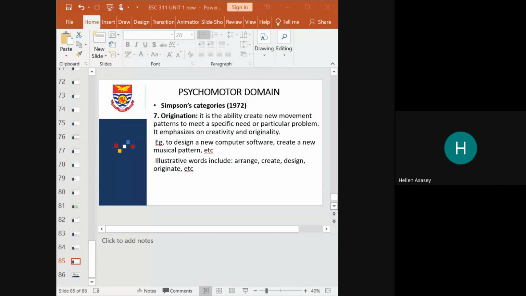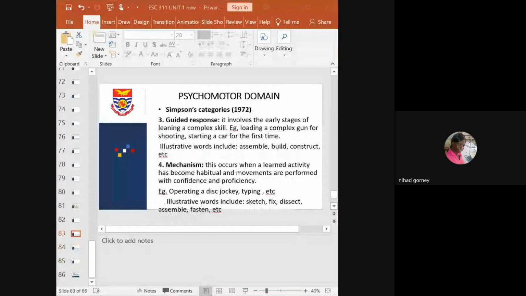Okay. I didn't get the mechanism of the Simpson's category. When you are at the mechanism stage, it means that an activity that you learned at the guided response stage, the early stage when you were just learning, has now become part of you. You now do it effortlessly, without any hitches, and you perform it with confidence and proficiency. For example, the DJs.